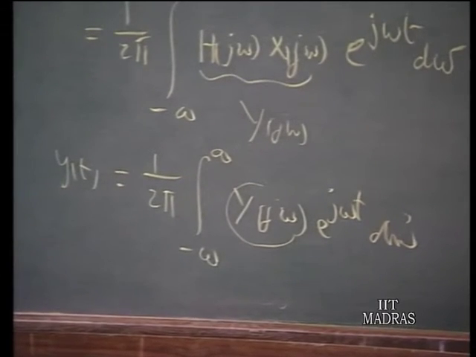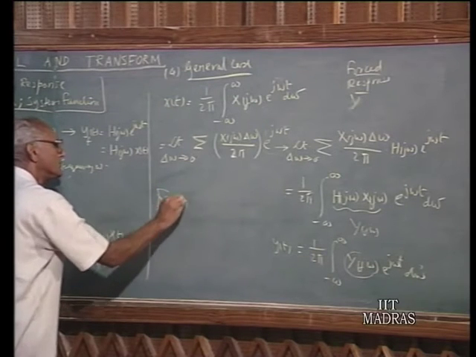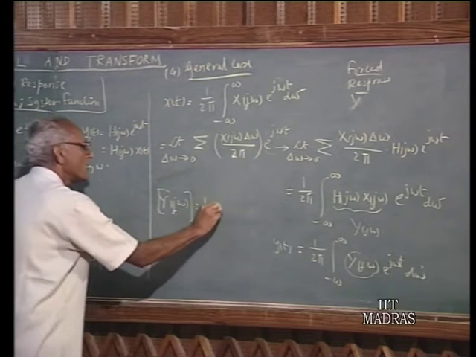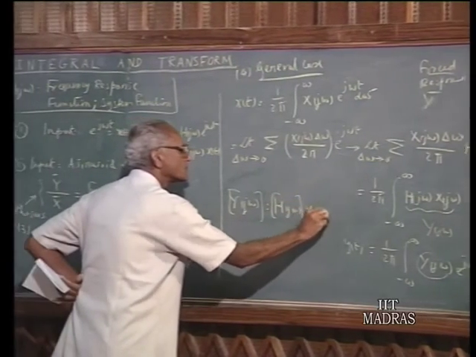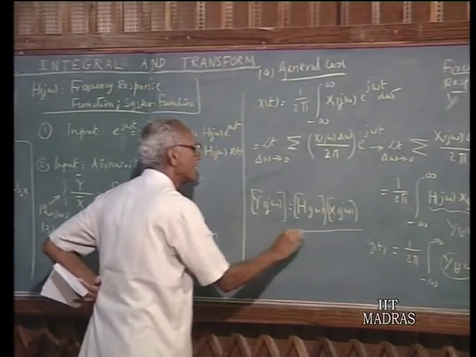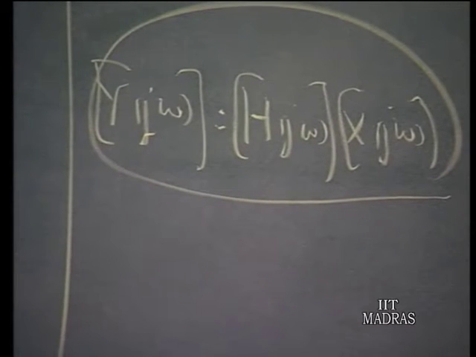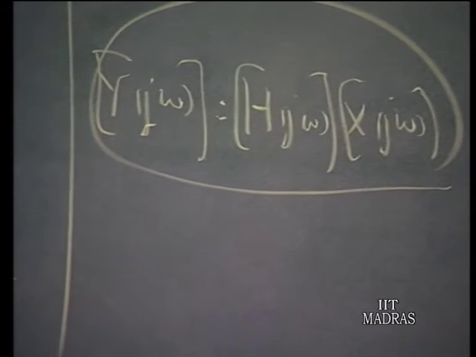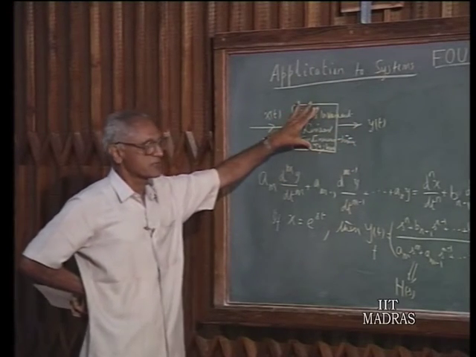So, the conclusion is that the Fourier transform of the output quantity equals the Fourier transform of the input multiplied by the system function. So, this is a very important rule. The Fourier transform of the output, the general system here y of j omega, will be equal to the Fourier transform of the input multiplied by the system function h of j omega.